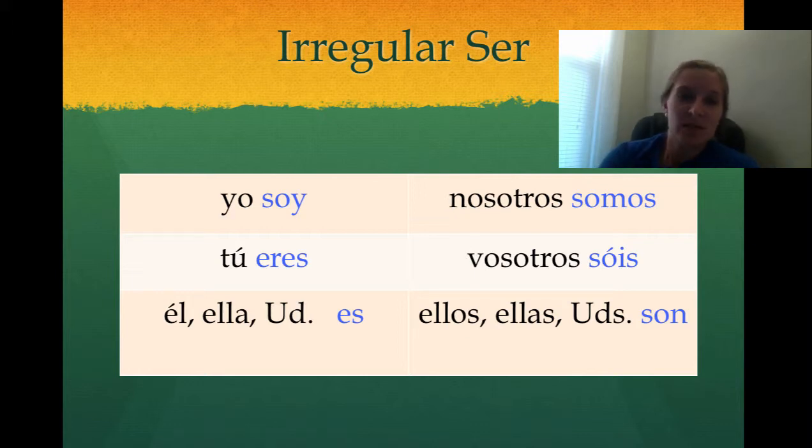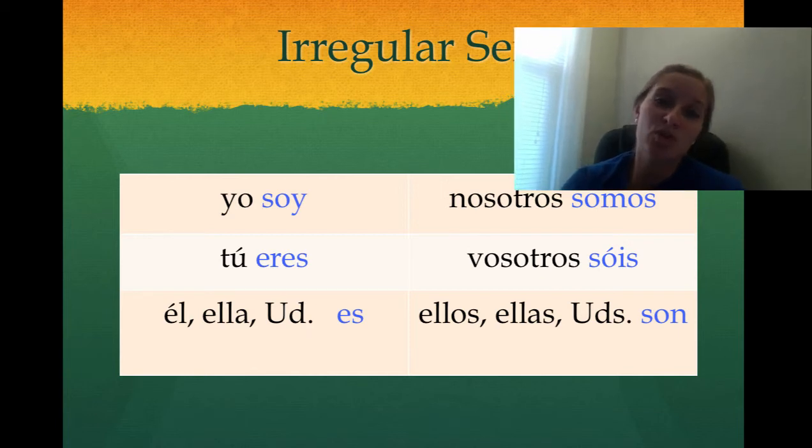And finally, the last irregular I want you to memorize, hopefully you already have this memorized, is ser, where the whole thing is irregular in the present tense. Soy, eres, es, somos, sois, son. And remember that ser means to be.